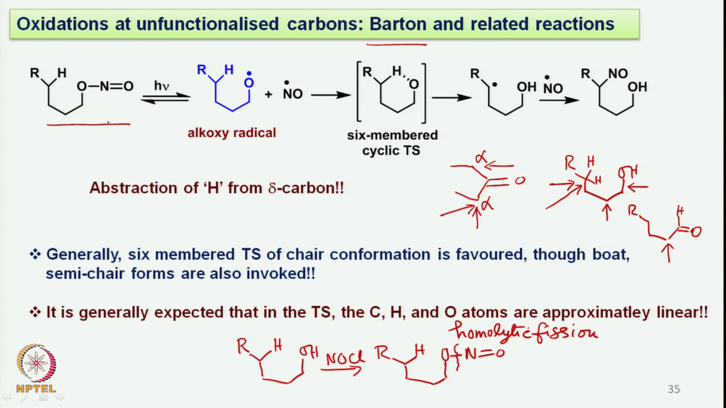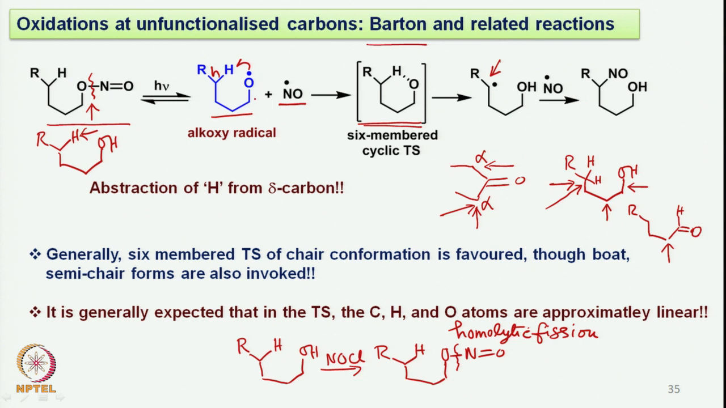So we start with this particular substrate, which is derived from the corresponding hydroxy group, and the idea was to introduce a functional group at this position. So we can prepare this and then photolyze it. During the photolysis, the oxygen radical is formed, and of course you have a nitroxyl radical. This alkoxy radical then takes up the hydrogen from here via this 6-member cyclic transition state, and generates a radical at a very remote position, which is the delta position.